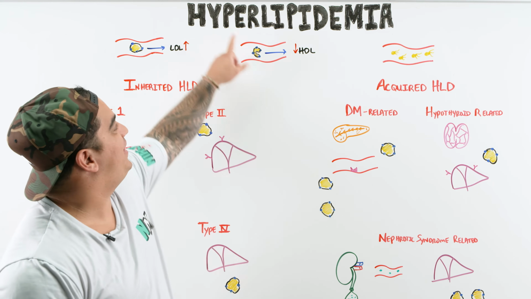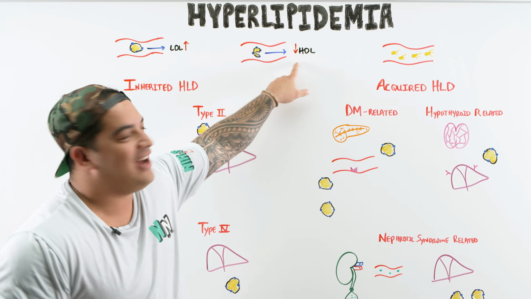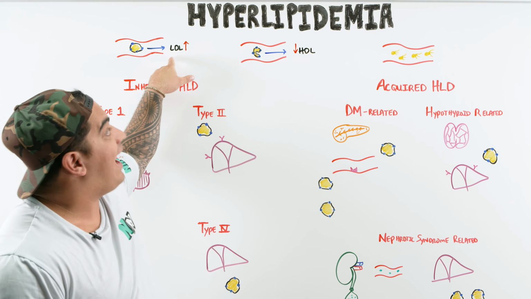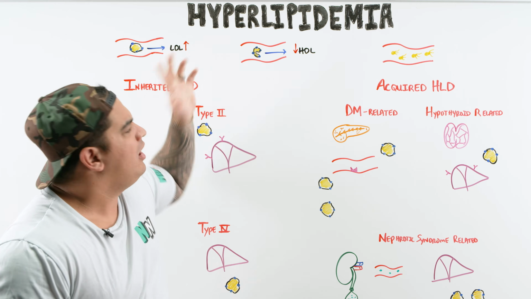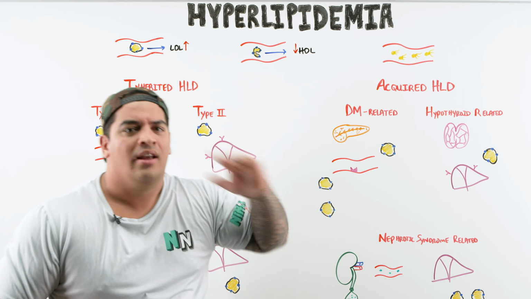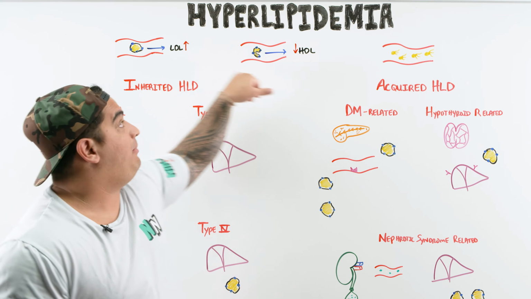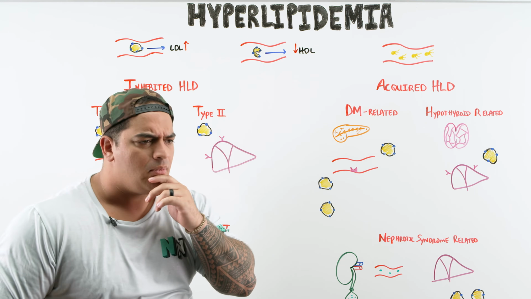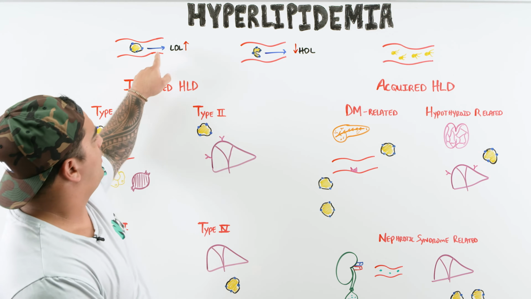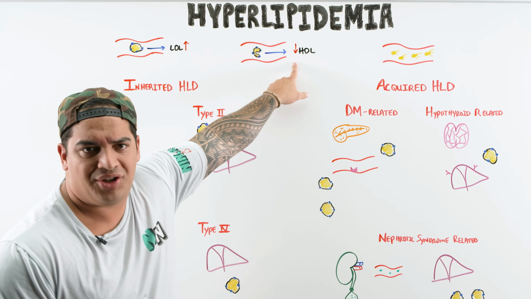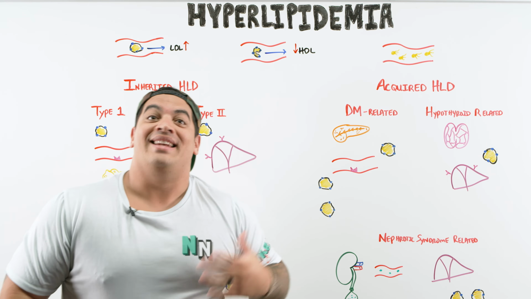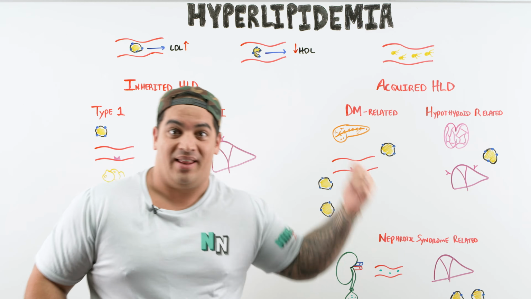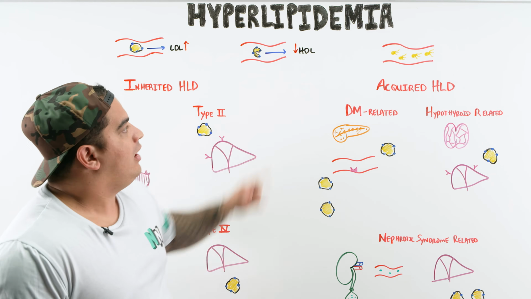However, when you hear the term hyper, you don't commonly associate that with a low level of a molecule. You associate it with high levels of a particular molecule. But just remember in your head that in hyperlipidemia, it can be high LDL or low HDL. Sometimes when someone has high LDL and low HDL, we use the terminology dyslipidemia because there's an abnormality within the actual lipid particles.